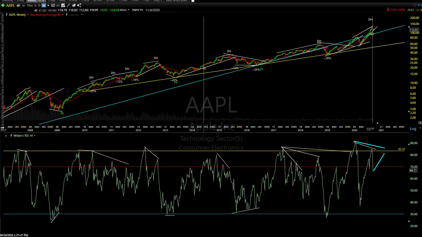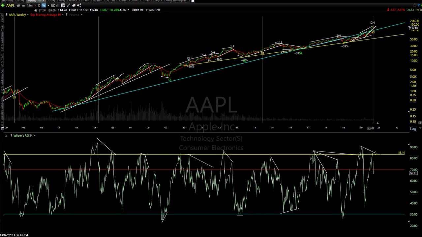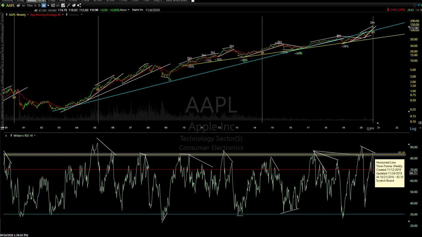Maybe another thrust up to extend these divergences, and then the big double digit drop, 30 to 50%, which is the norm in Apple with these big corrections. All right, so that's that. I just wanted to point out where we're at, and we just kissed that level again.